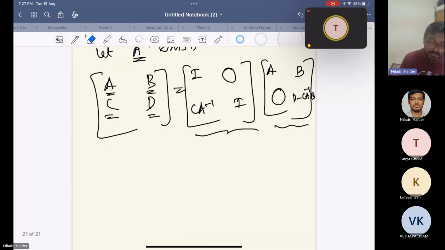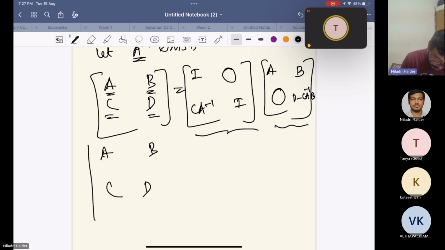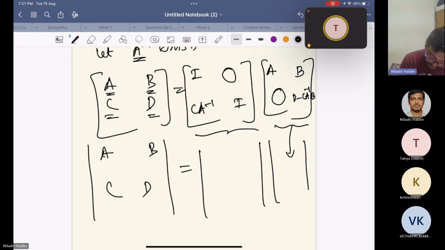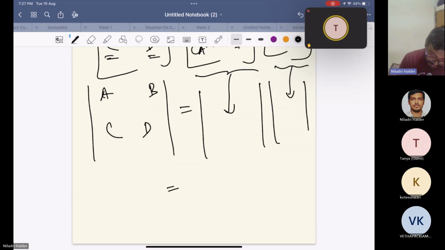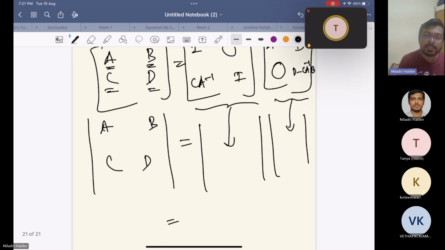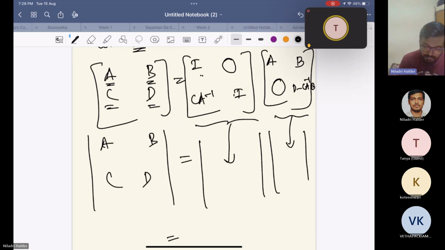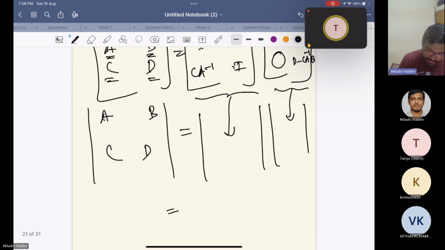Then the determinant of this right hand side will be the same as the determinant of the left hand side. So the determinant of this A B C D will be the same as the determinant of this thing and the determinant of this thing. Okay, and then the determinant of this lower triangular matrix is the same as the determinant of these blocks, and here also, upper triangular, it is the same as the determinant of these blocks.